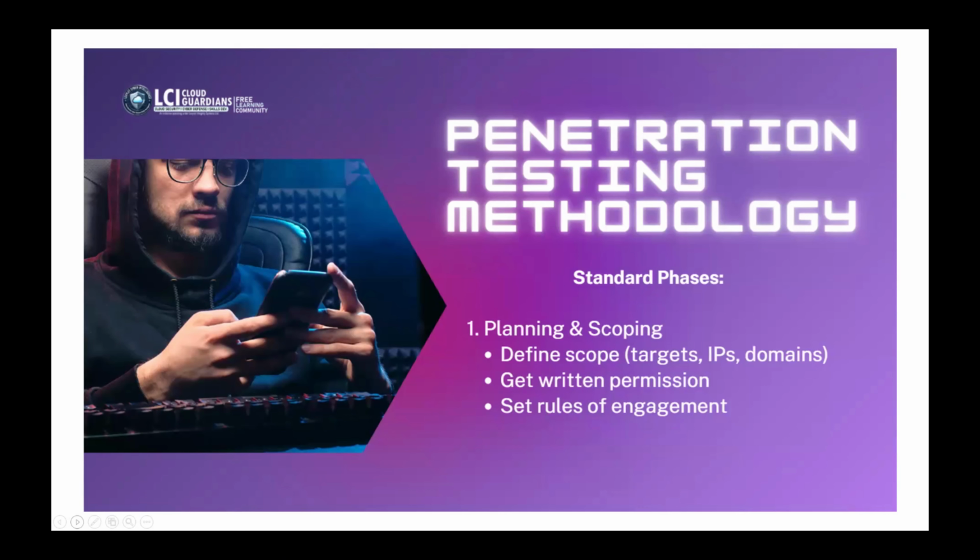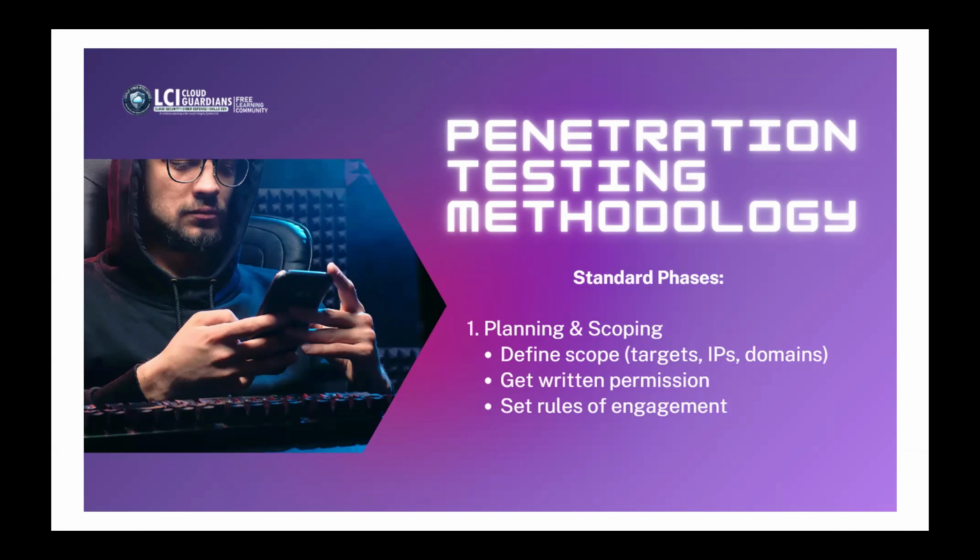Penetration testing methodology has standard phases. The first one is planning and scoping. Define the scope, that is, who are you targeting? You are targeting a particular website, an IP address, or domains. But before you do that, make sure you get your written permission. Remember, you don't just scan any website, any IP address or domain. You have to get written permission. If you fail to get written permission or approval, then you are a hacker. You have to behave as an ethical person. Don't just go ahead and start scanning people's IP addresses and domains.